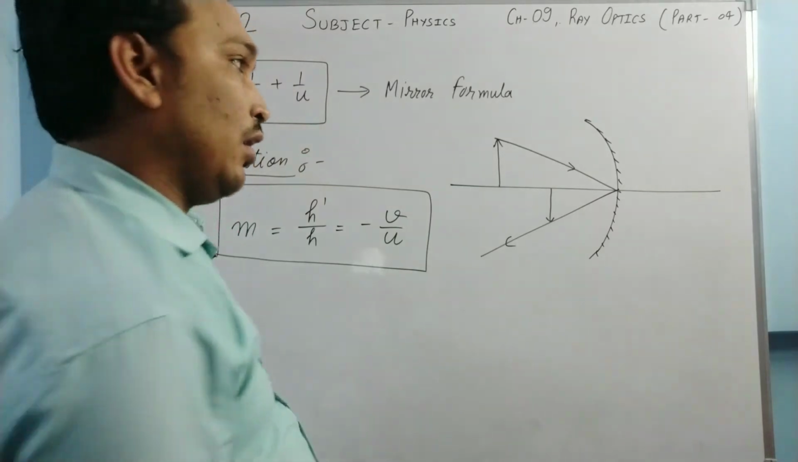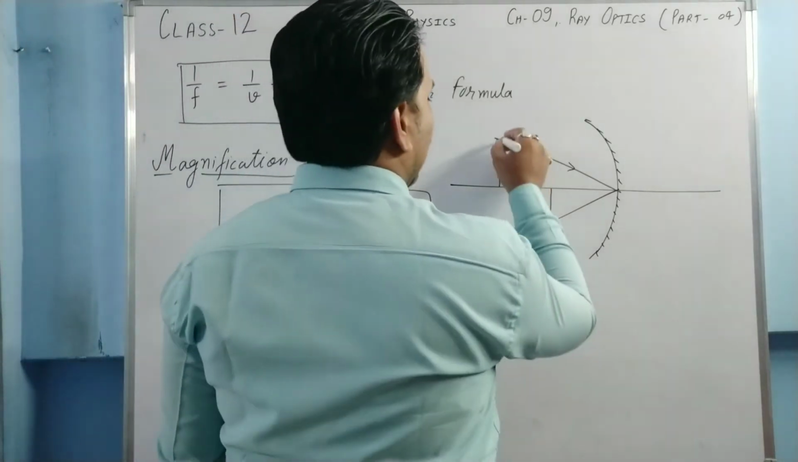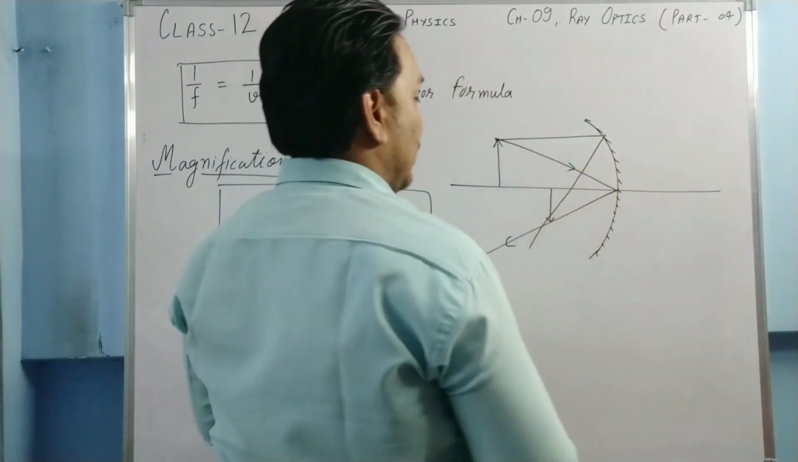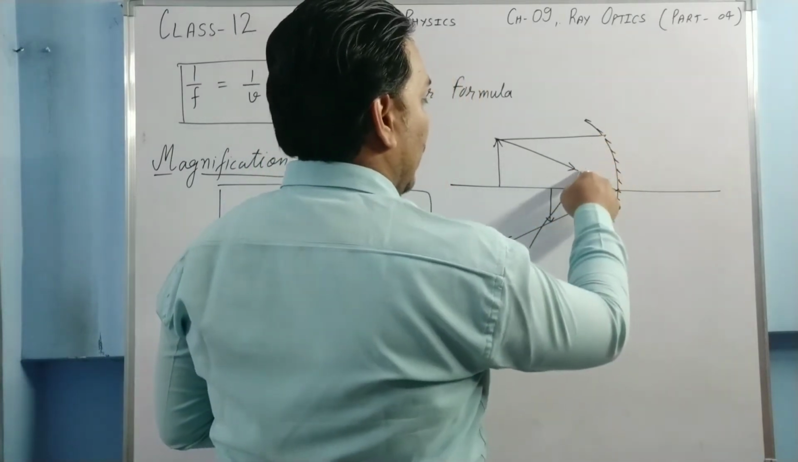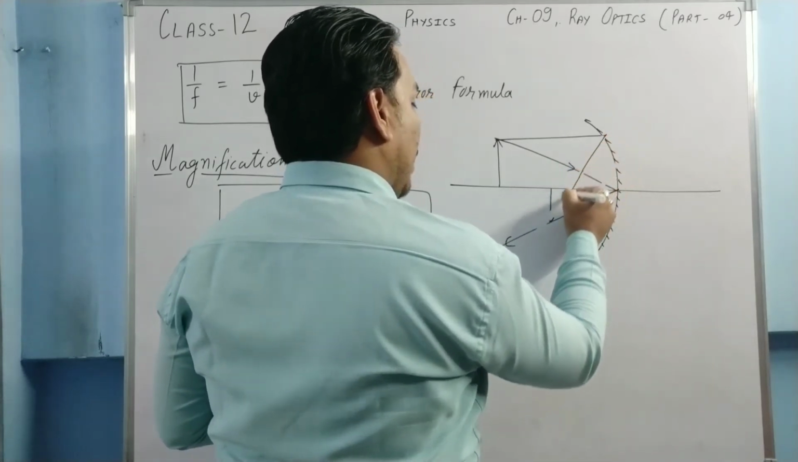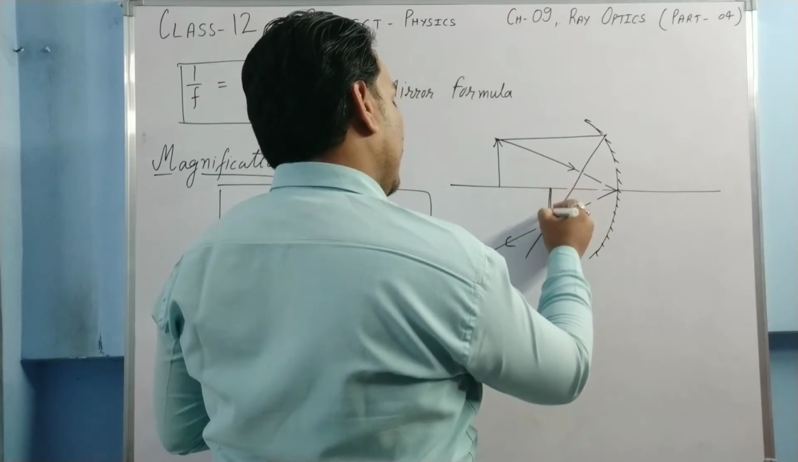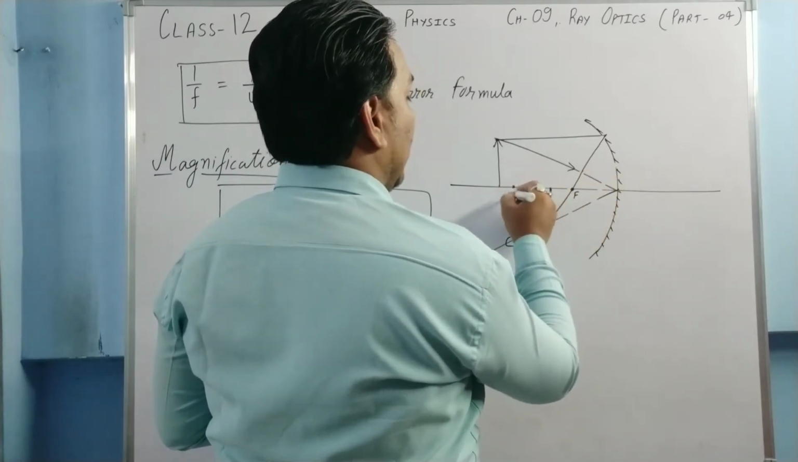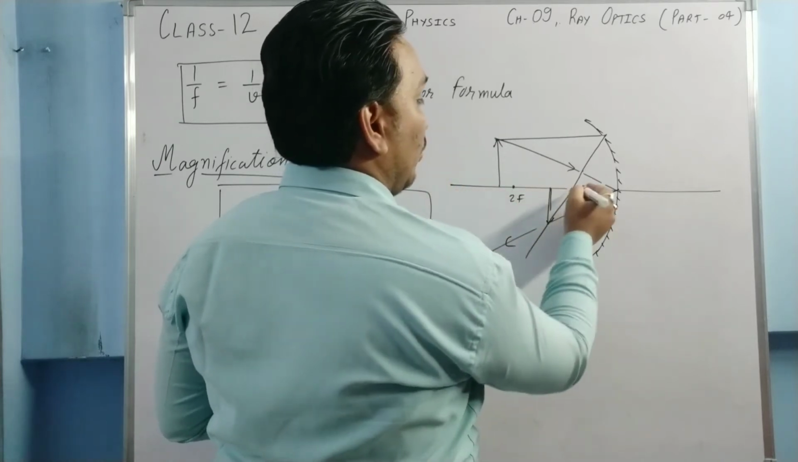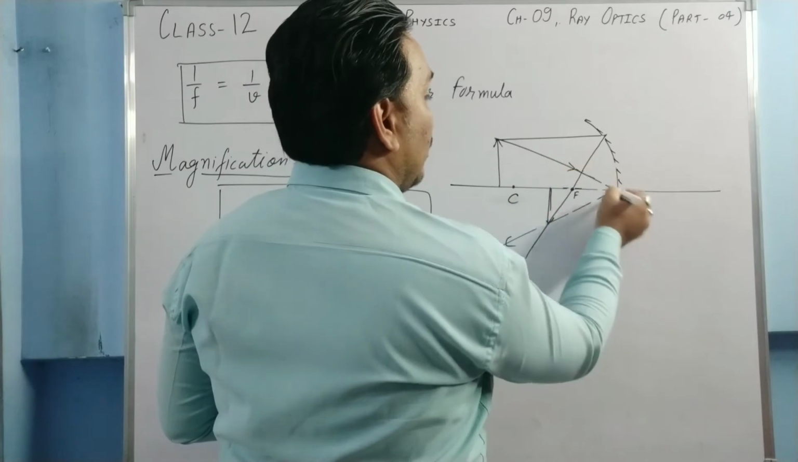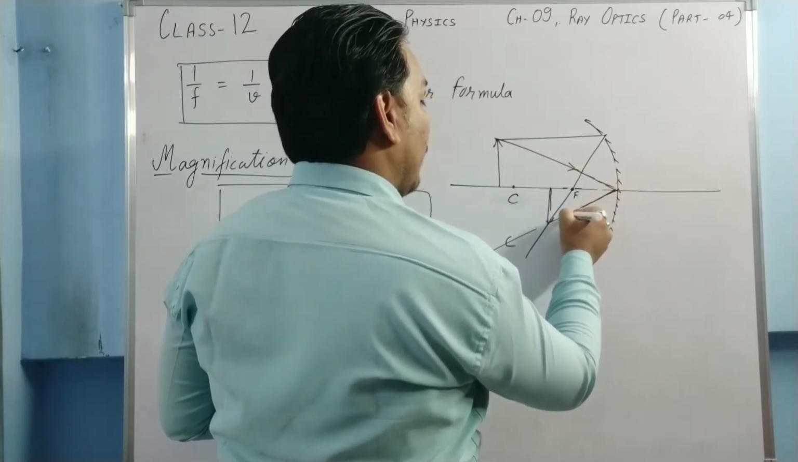Okay, obviously two rays are there, so one ray, let the one ray will be like this. One ray passes like this, so image is formed somewhere here. This is your focus, this is your 2f, object is beyond 2f, object is beyond center of curvature, right? So this is the ray diagram.